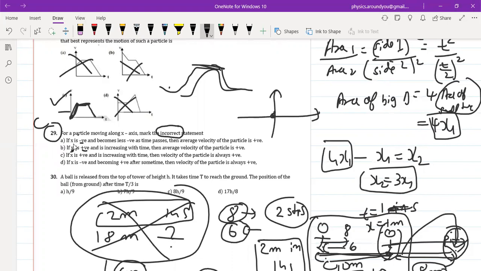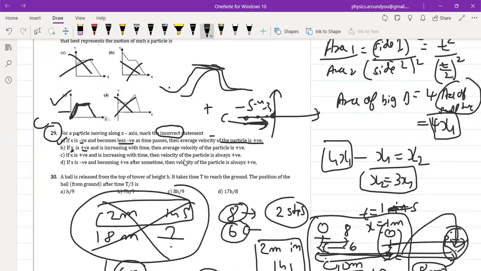First option, x is negative and becomes less negative. Let us say it was at -5, and then it is becoming less negative. So it's now becoming -4, -3. So the particle is actually moving this way. Displacement is this way, which is positive. Displacement is positive, so average velocity is positive. So the first option is right.